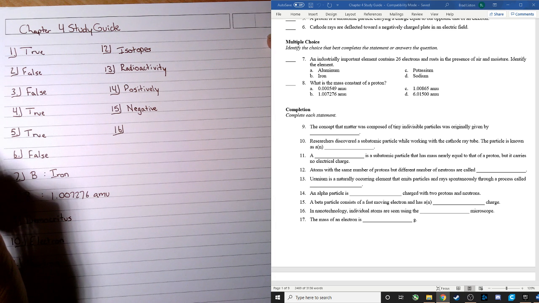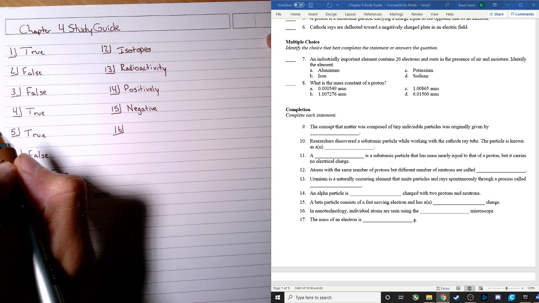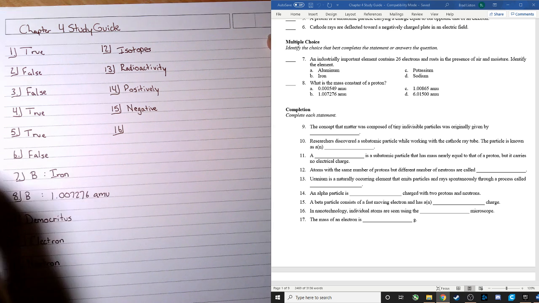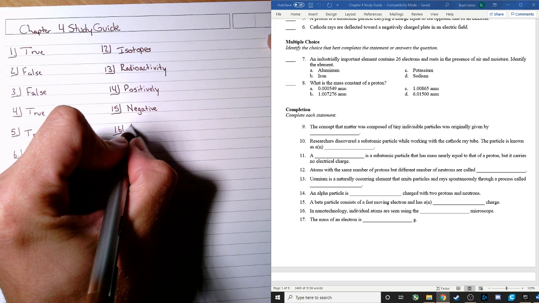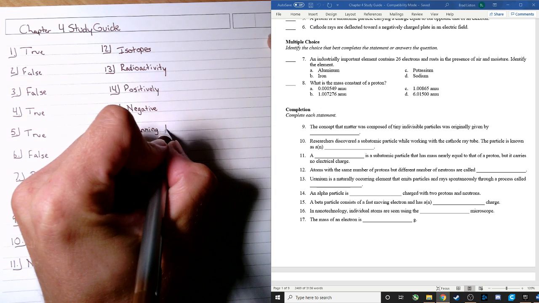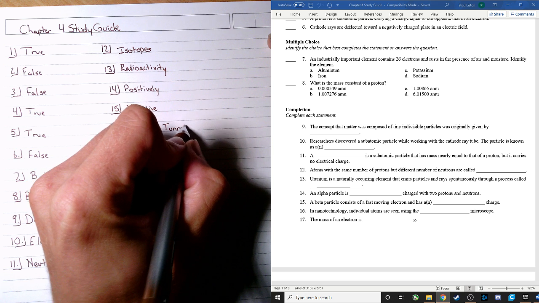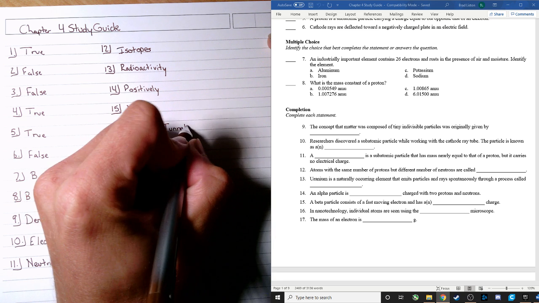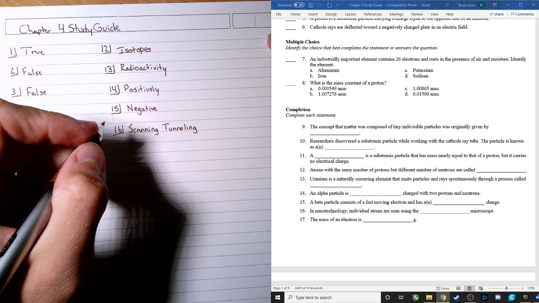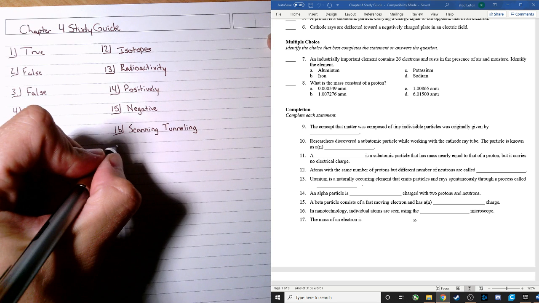In nanotech, individual atoms are seen using what microscope? That would be the scanning tunneling microscope. Make sure I spell stuff right. Next.